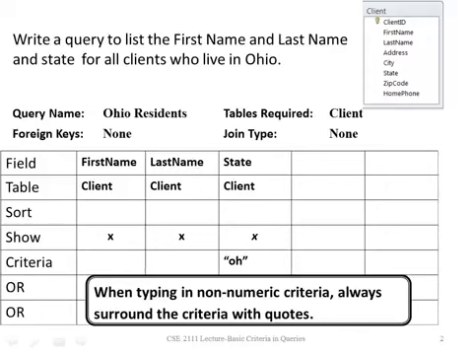When you are doing this in Access, you could type in OH, hit the Enter key or the Tab key, and the quotes will automatically surround the criteria. This is because when I created the client table, I specified the data type for the state field as text. You will not have this option on the exam, so you must know the syntax.